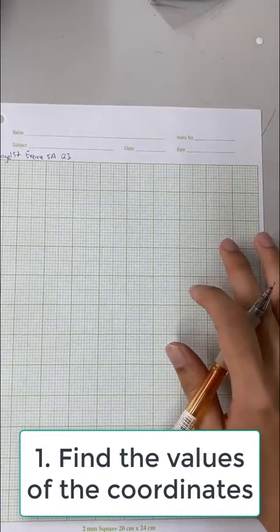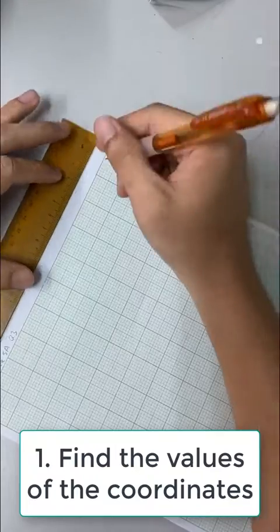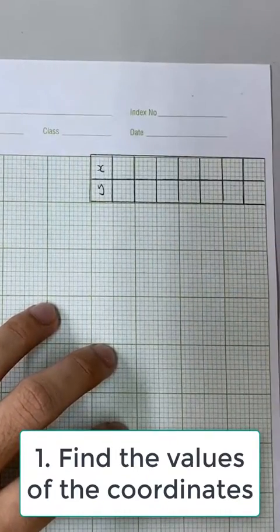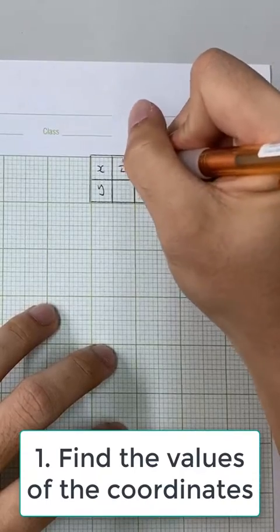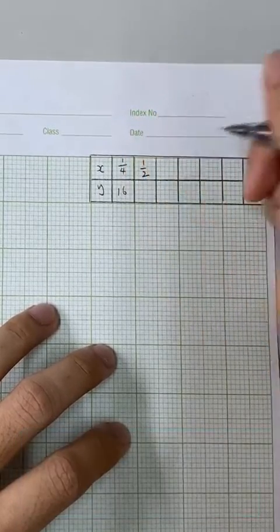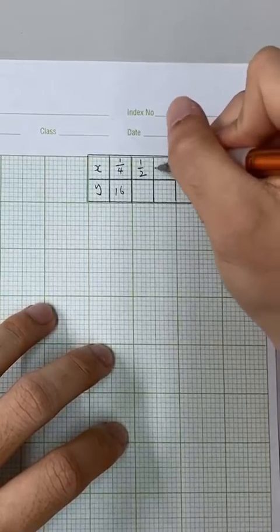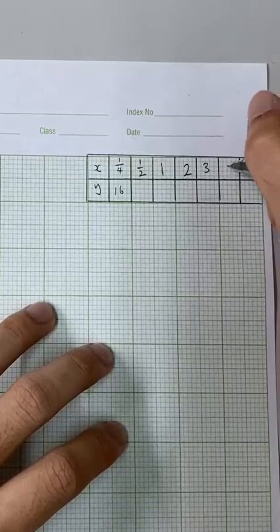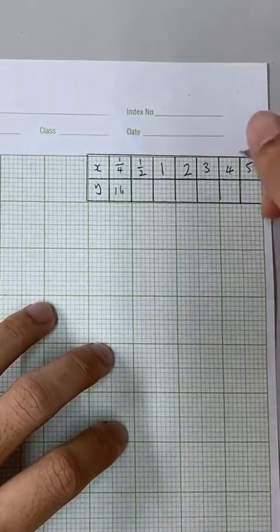So I'm going to do this here. This is a very good practice for you to note down the values. So over here we have a quarter, 16. So we have a couple unknown values, which is for half, 1, 3, and 5.